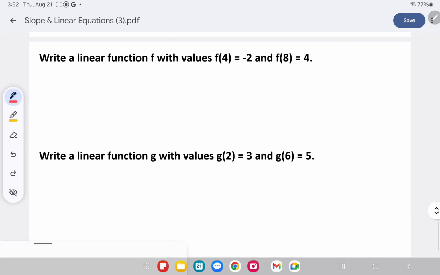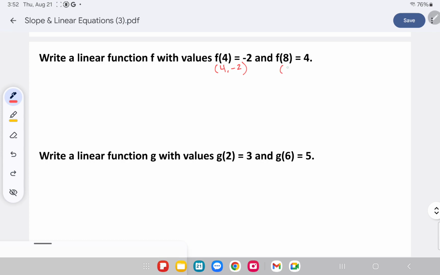So on these, we're basically asking for the same thing. They're just written in function notation instead. So if f of 4 equals negative 2, that means the function f has a value of negative 2 at 4. Or in other words, our input is 4 when our output is negative 2. That's the ordered pair 4, negative 2.